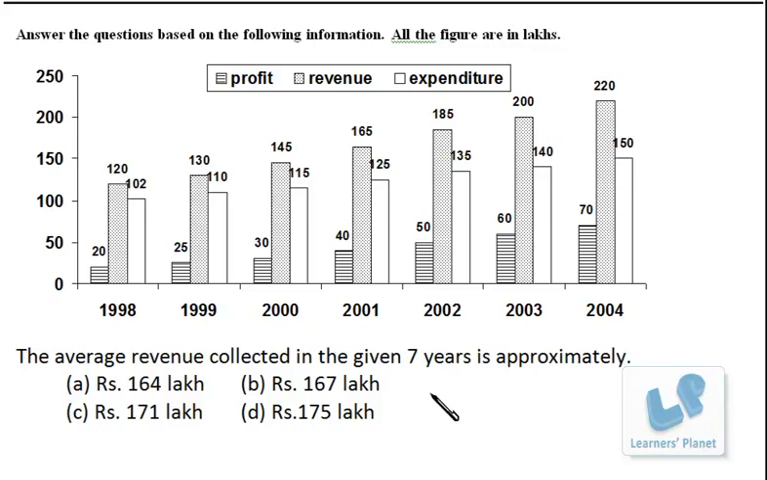So we have to find out the average. So it's 1165 divided by 7, right? It's something around this, so it will be 167 lakh, right? I hope you are clear.